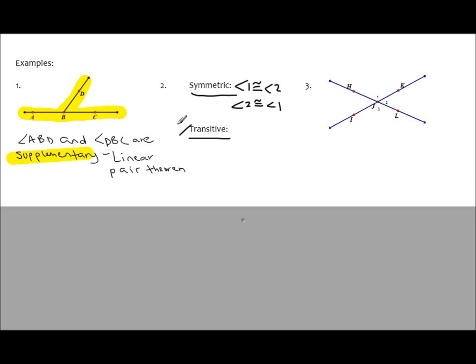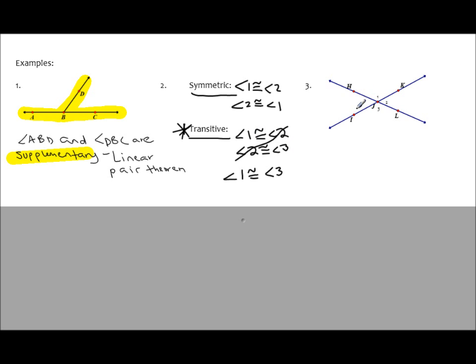Transitive property, which you will see a lot with angle proofs. Let's just say you had angle 1 congruent to angle 2, and then they told you another set of angles were congruent, angle 2 congruent to angle 3. If you notice, the angle 2's are back to back, so we can conclude that angle 1 is congruent to angle 3, and that would be your transitive property. Remember, if the two terms in the middle are back to back, you're left with the first and the third.